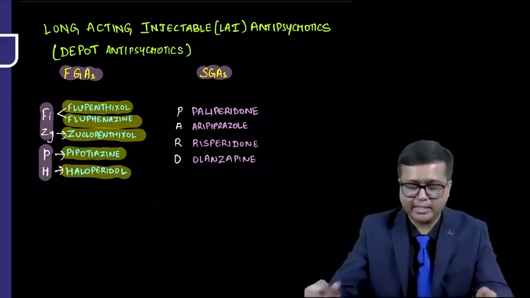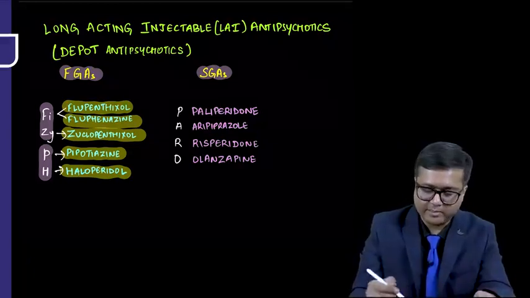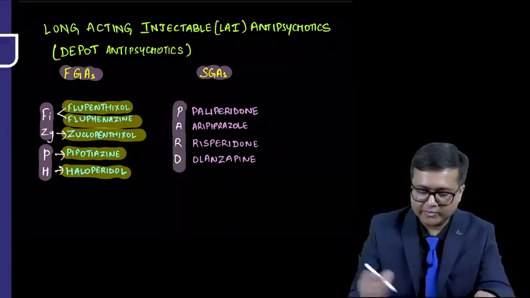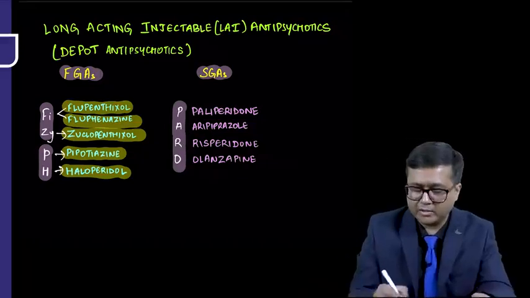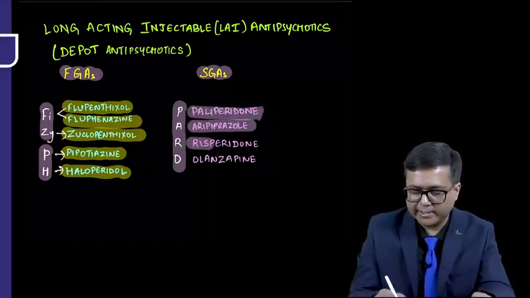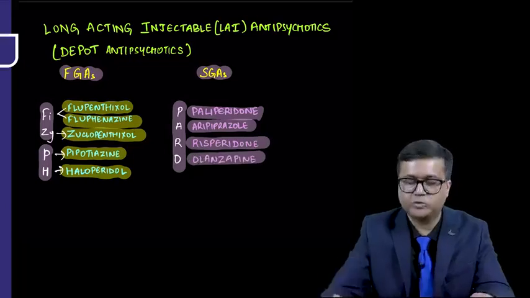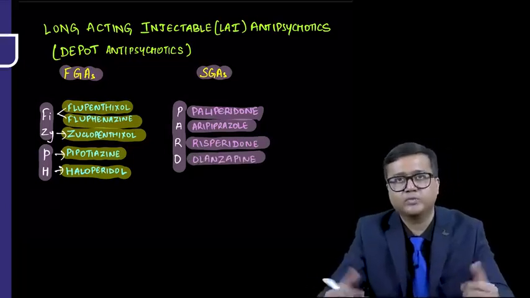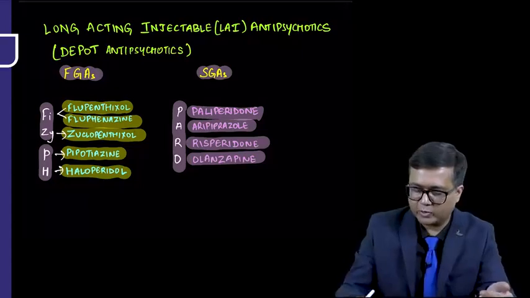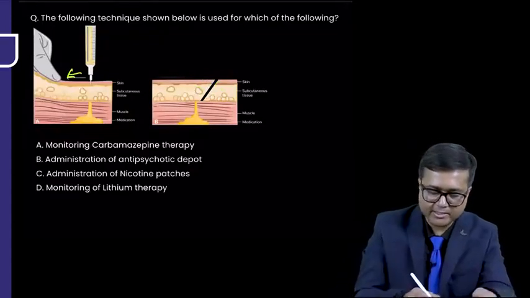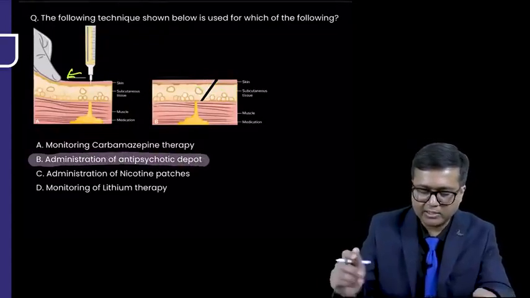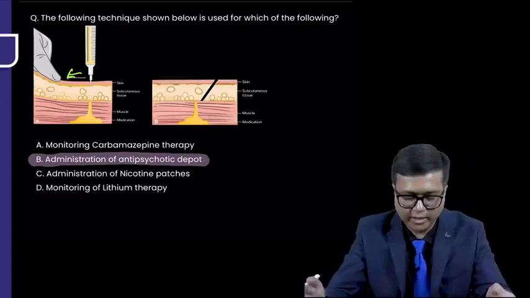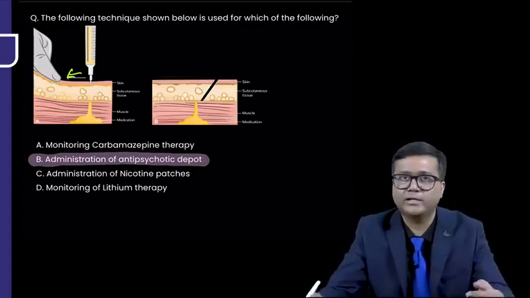While for the second generation antipsychotics available as depots, you can remember the mnemonic PARO, that is paliperidone, aripiprazole, risperidone, and olanzapine. So these are some of the medications which are available as depot antipsychotics. So the correct answer is B. The Z-track technique is used for administration of antipsychotic depot.